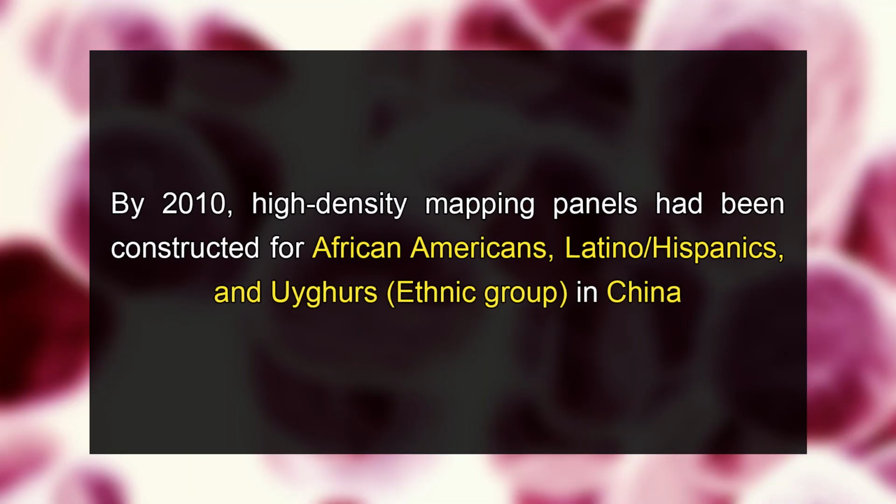In an admixed population, these causal variants occur more frequently on chromosomal segments inherited from one or the other ancestral population. The first admixture scans were published in 2005, and since then genetic contributors to a variety of disease and trait differences have been mapped. By 2010, high-density mapping panels had been constructed for African Americans, Latinos, Hispanics, and Uyghurs, an ethnic group in China.